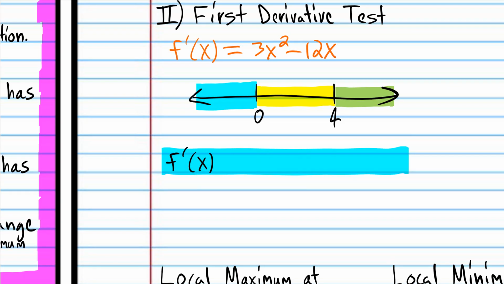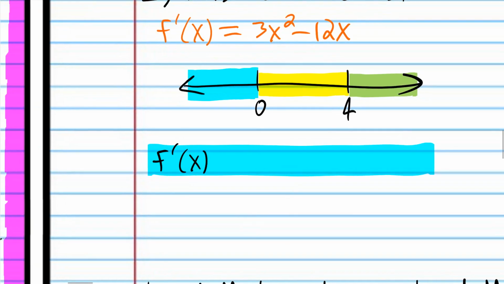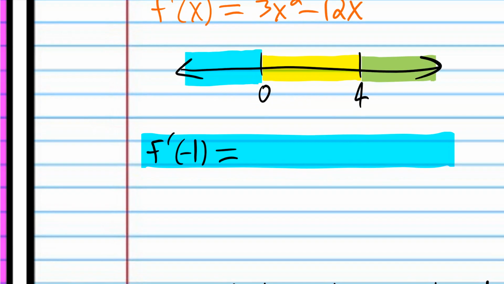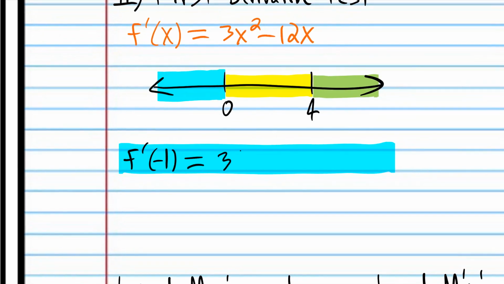So I'm going to test this region. I can plug in any number that I want in that region. So I'm going to plug in -1. Now you can plug in -2 or -3 or -100. It doesn't make any difference. Just try to plug in the easiest number that you can find.